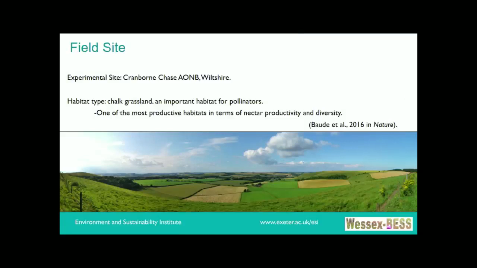So we did our experiment on Cranborne Chase in Wiltshire. You can see the kind of habitat that surrounds the field site here. So it's quite agriculturally intensive, but we've got pockets of semi-natural habitat knocking around. And the habitat type here is chalk grassland, and this is deemed to be a really important habitat type for pollinators. It supports really diverse pollinator communities and wildflower communities. Just for example, this paper that was published earlier this year in Nature concluded that chalk grassland was one of the most productive habitat types in terms of nectar.